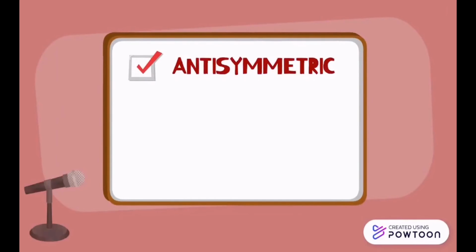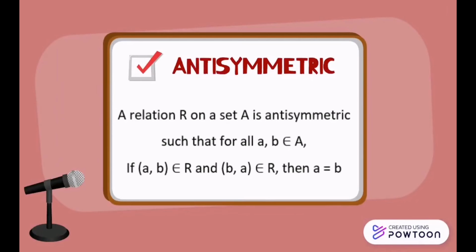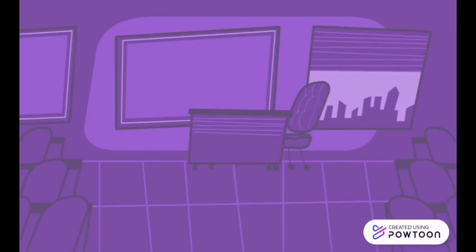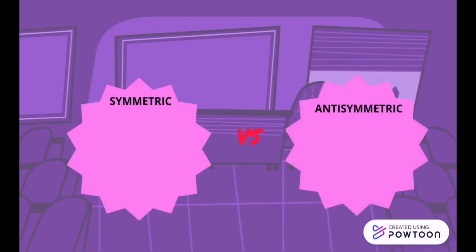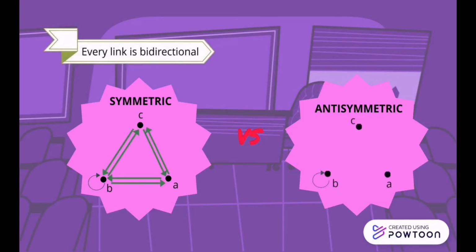Antisymmetric. A relation R on a set A is antisymmetric if for all a, b in A, if (a, b) is an element of R and (b, a) is an element of R, then a equals b. Now, we are going to look at the difference between symmetric and antisymmetric relation. In the symmetric relation, each link is bidirectional, which means that if we have (a, b), then we also must have (b, a), while in the antisymmetric, no link is bidirectional.